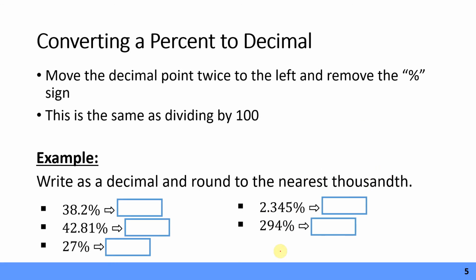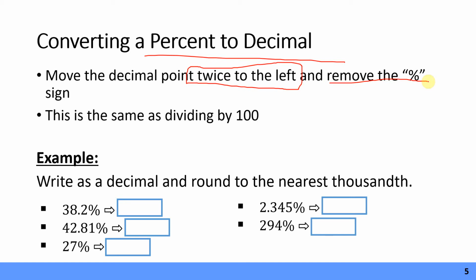All right, now we're going to go the other way around. And this is where I start losing people, right? So if I ask you to convert a percent to a decimal, it's going to be exactly the opposite of what we did in the last problems. Instead of moving the decimal twice to the right, you're going to move it twice to the left. And instead of adding the percent sign, you're going to remove it. So again, converting a percent to a decimal, you move twice to the left and you remove the percent sign.